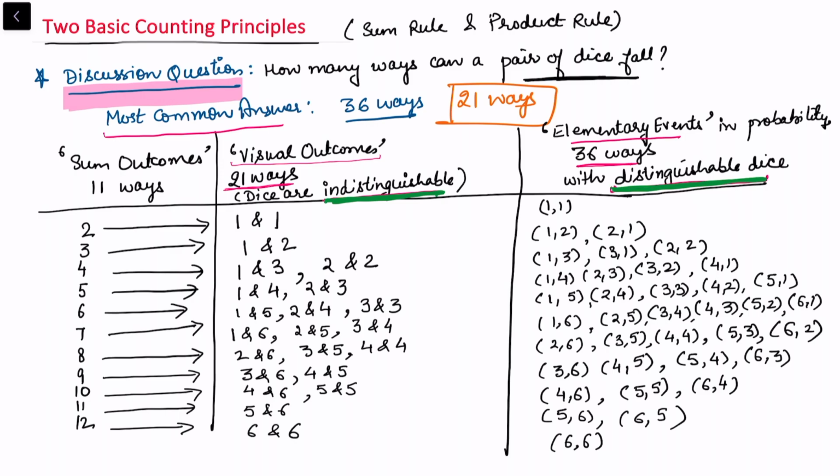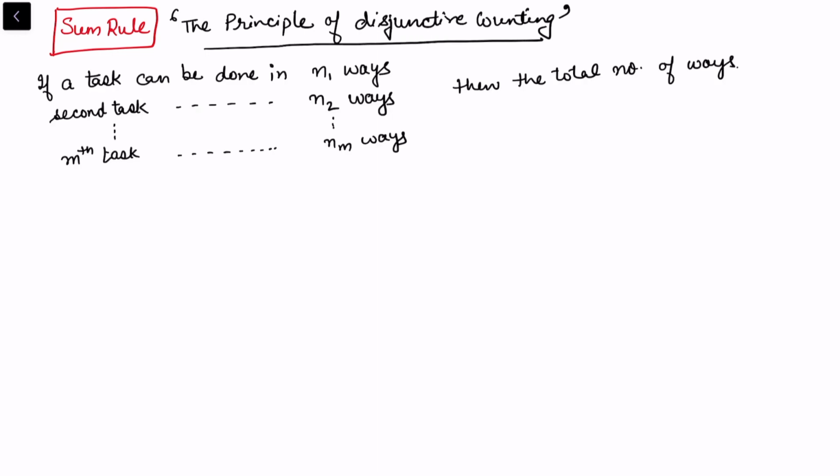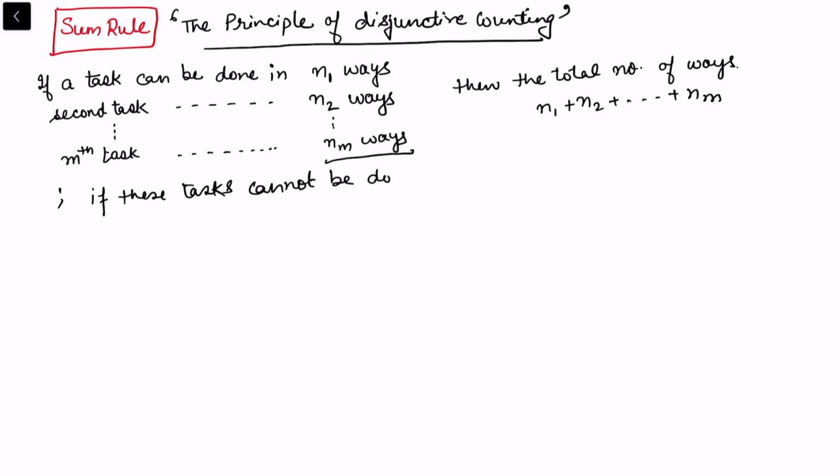Now let us look at the sum rule and the product rule. The sum rule is also known as the principle of disjunctive counting. Here we assume that if a task can be done in n1 ways, a second task can be done in n2 ways, and the mth task can be done in nm ways, then the total number of ways is n1 plus n2 plus up till nm. Of course, we have considered here that these tasks cannot be done at the same time.